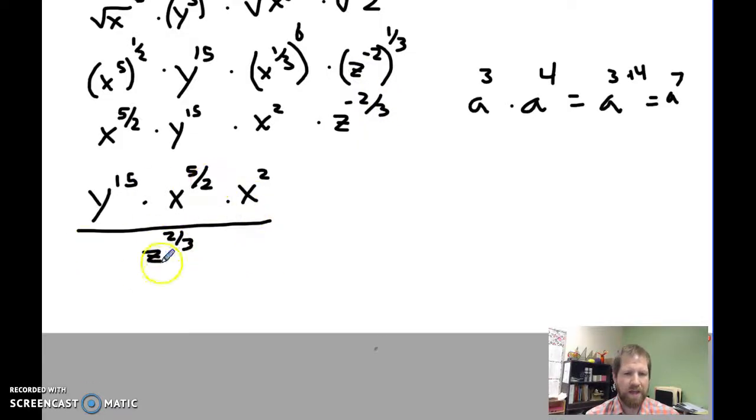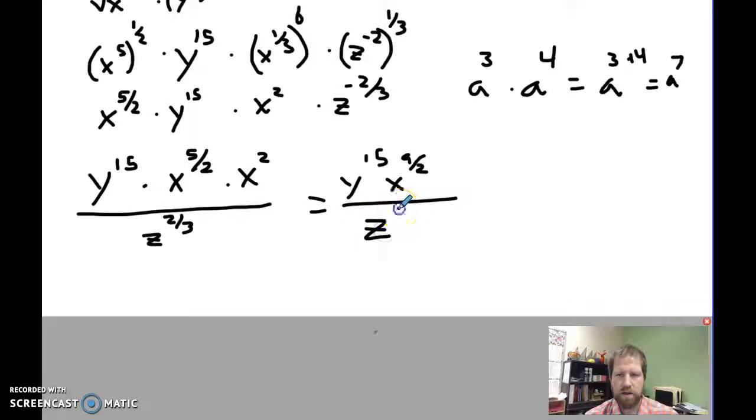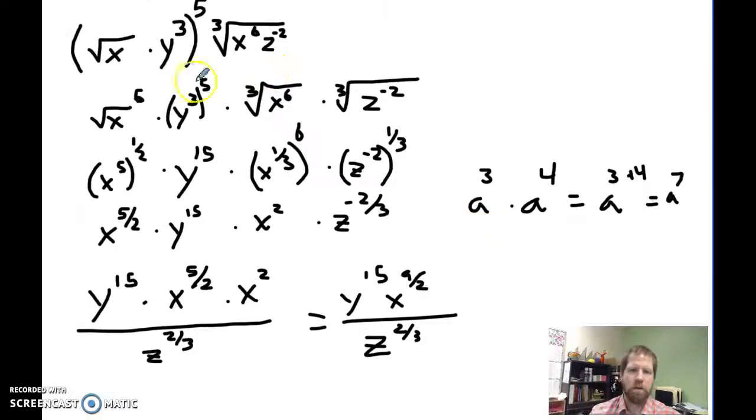And then the last step to finishing this problem is to add these exponents. 5/2 plus 2, or 4/2. 5/2 plus 4/2 is going to equal y to the 15 times x to the 9 over 2 over z to the 2/3. And that's probably a more complicated problem than you'll get in this lesson, but again, this covers pretty much everything you might have to see, so this was a good example.